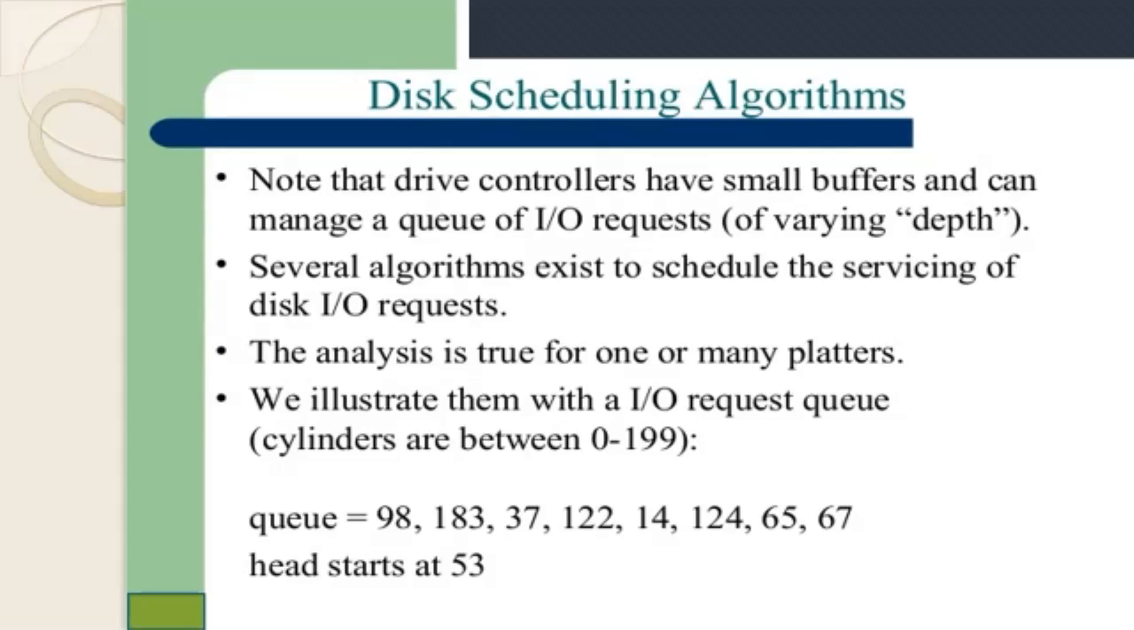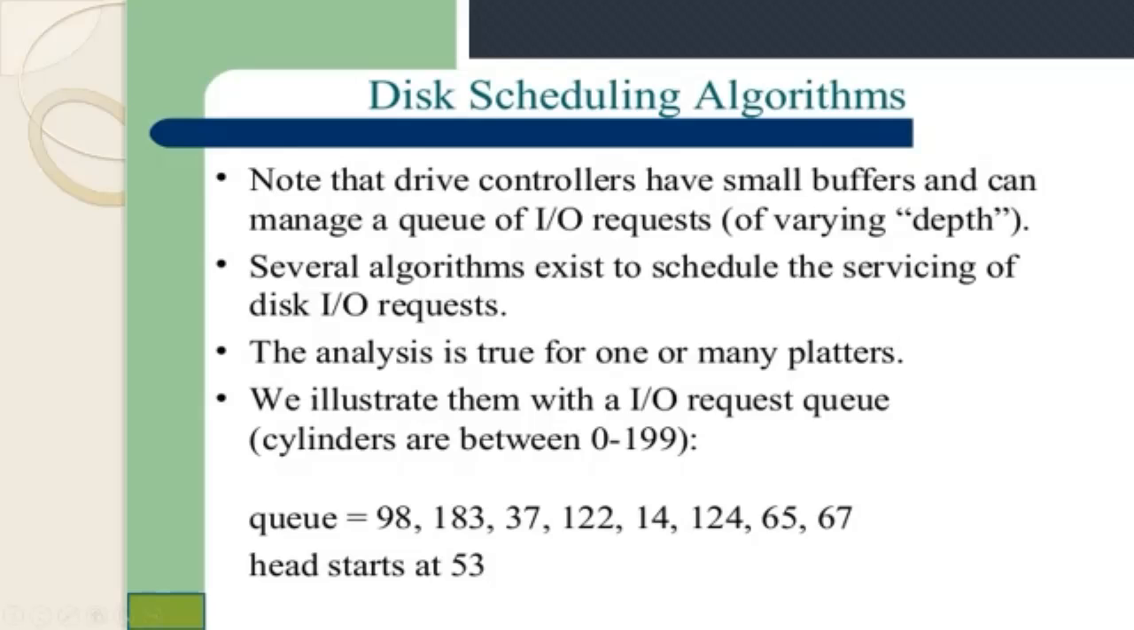Platters, tracks, you can refer to them as tracks. We illustrate them with the help of an input-output request queue. Cylinders are between 0 and 199. What is a cylinder? I have explained it with a diagram. I don't know how many of you remember or have written anything.